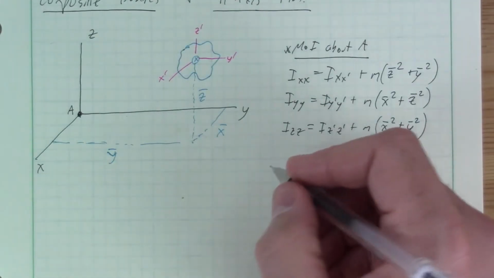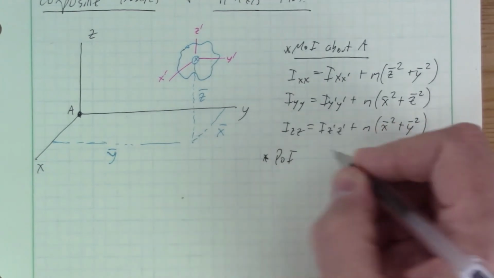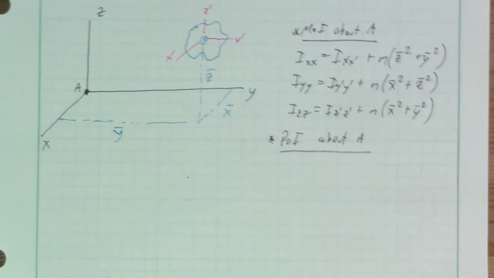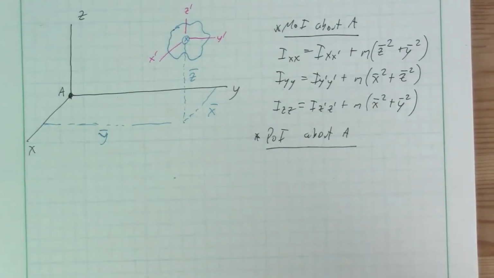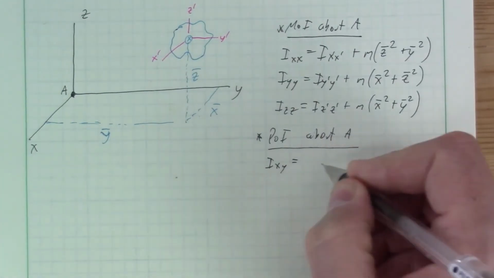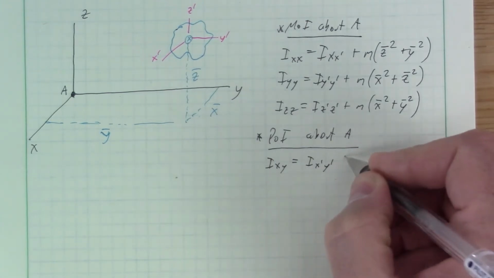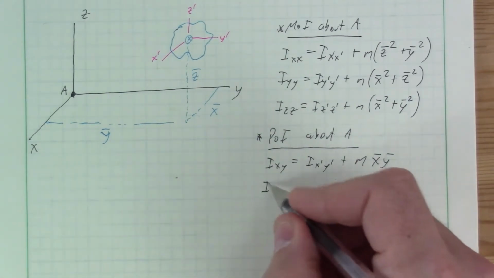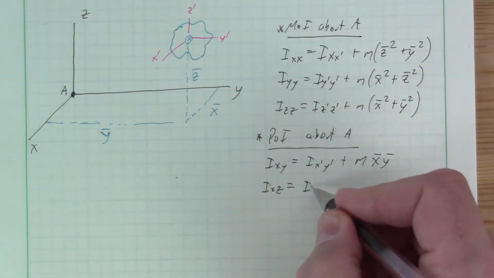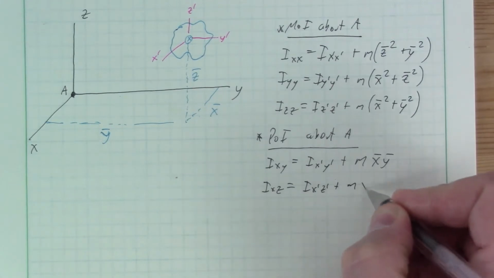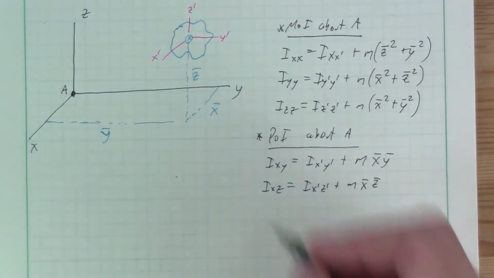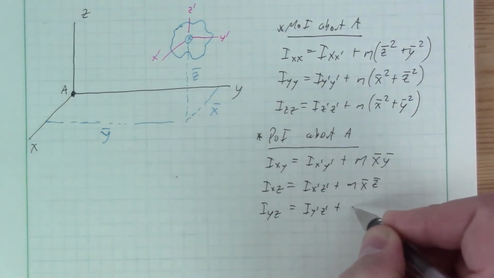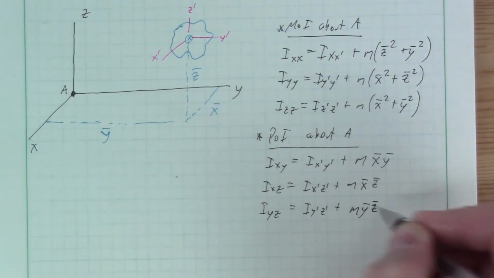Okay. When it comes to the products of inertia, we have a parallel axis there as well. So getting a product of inertia about A when we have it about the center of mass looks like this. Ixy is Ix prime y prime plus the mass times the product x bar y bar. Ixz is Ix prime z prime plus the mass times x bar z bar. And Iyz is Iy prime z prime plus m y bar z bar.